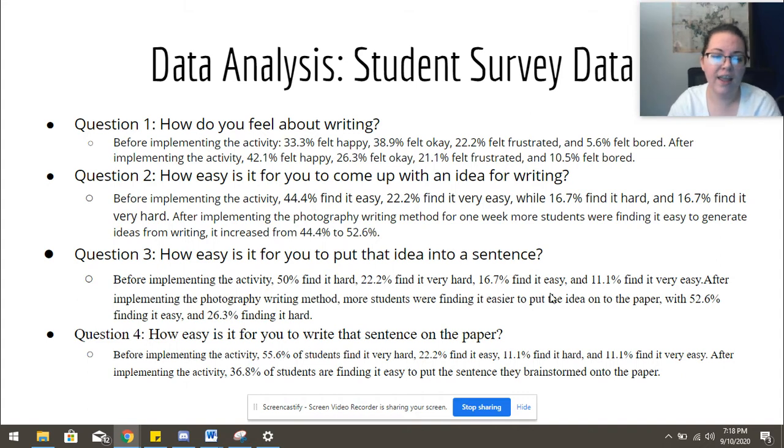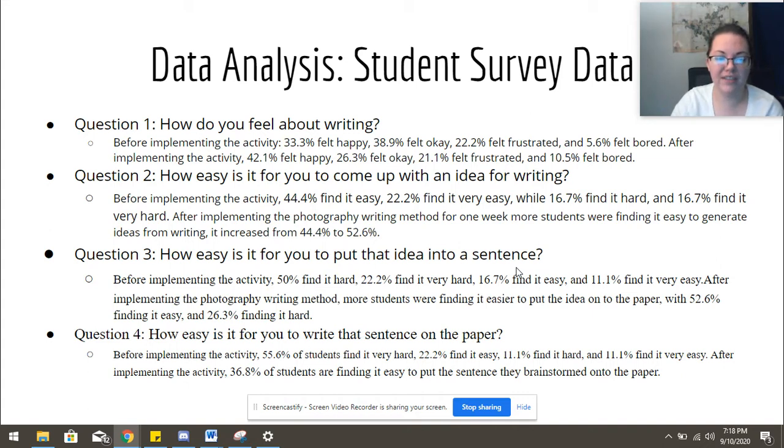And the last question, how easy is it for you to write that sentence on the paper? Before implementing, 55.6% found it very hard, 22.2% found it easy, 11.1% just found it hard, and 11.1% found it easy. So the majority thinking it's very hard or hard.